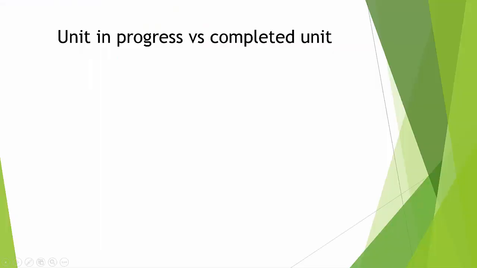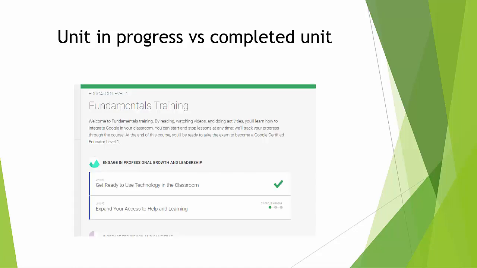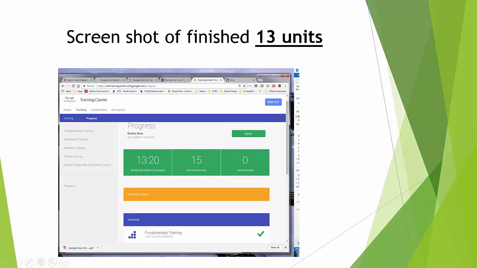I am now back in the presentation, and now we're going to talk about as you move through the units. This is a screenshot showing the fundamentals training. The green check mark indicates that you have completed that unit successfully, and you can see Unit 2 has started. This is what it looks like when you're working through. This is a screenshot of all 13 units having been completed.